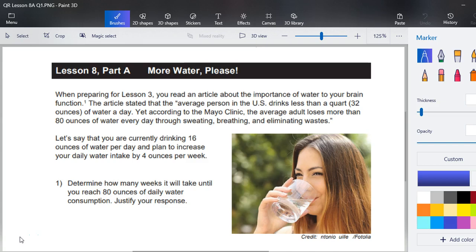I'm going to go ahead and underline that. You're drinking 16 ounces of water per day, and you plan to increase your daily water intake by 4 ounces per week. Determine how many weeks it's going to take you to reach 80 ounces of daily water consumption, and then justify your response. This is a great time to hit pause, play around with this number with your calculator or with drawings, and then come back and we'll work on question 1 together and get going on this lesson.